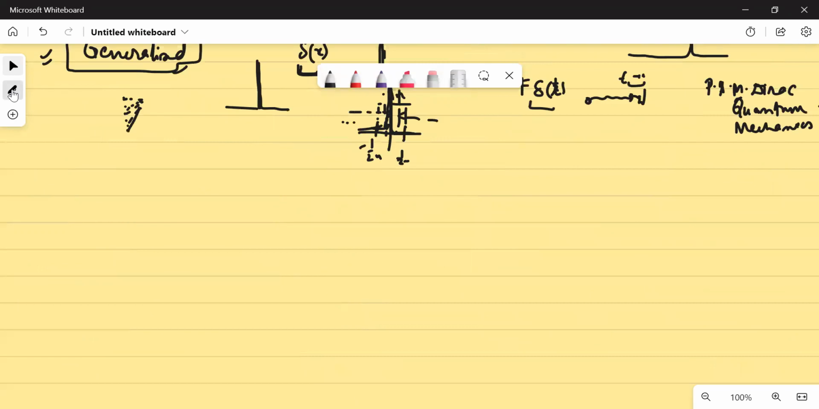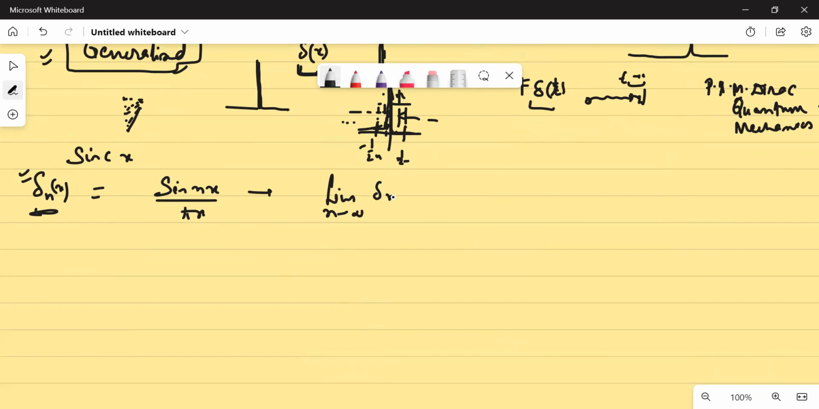Now coming to Alpana's question, what she says is repeating all over again, so I'll repeat it. This is the sinc function. It suggests that sin nx upon pi x is one function. I'm saying the limiting case of this function would be a Dirac delta function. So basically, if I say limit n tends to infinity of delta n(x), it implies that I'm writing some Dirac delta function. Okay, so this is one thing.